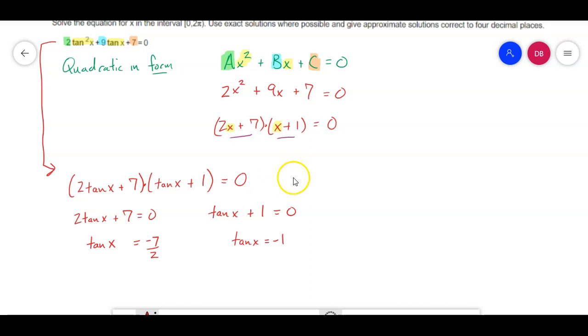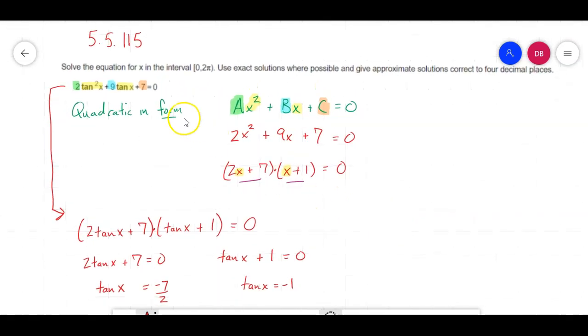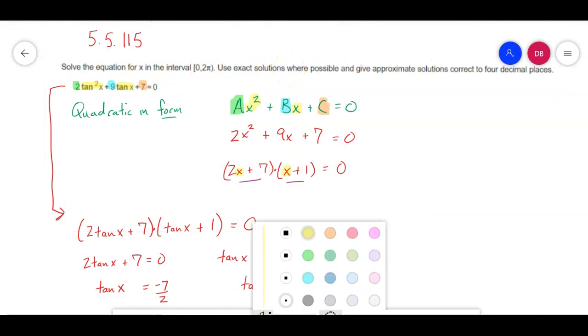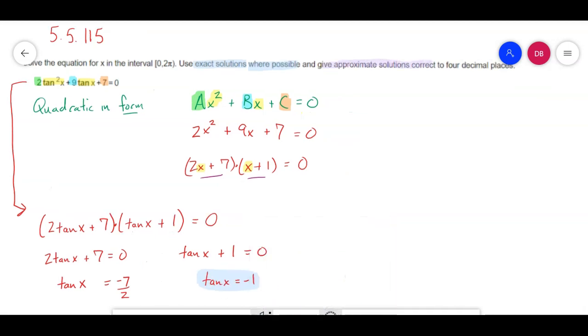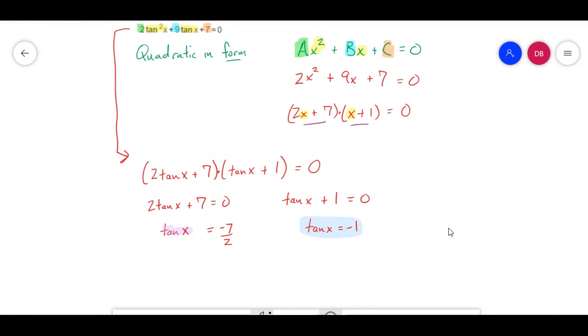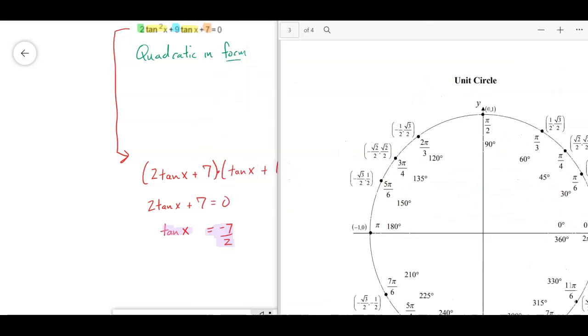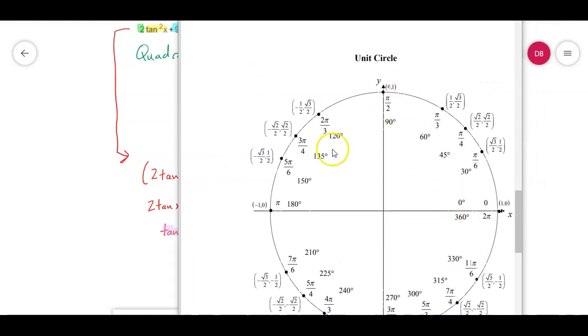Now this is where it's really important for you to look at your instructions and understand what you're being asked to do. Solve the equation for x in the interval. Use exact solutions where possible. I can find the exact solution to this because this is a special value on the unit circle. I can do tangent equal to negative 1. Give approximate solutions correct to 4 decimal places when you can't give an exact solution. This is that one. I have no idea the exact value of x that gives me negative 7 halves because it is not one of our special values on our unit circle. You're not going to see negative 3.5 on there anywhere for tangent.